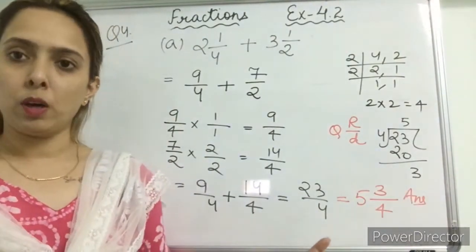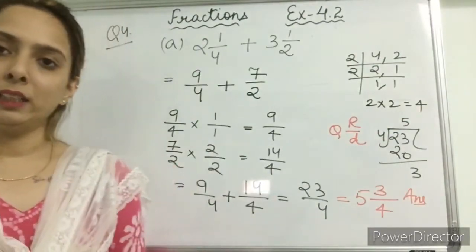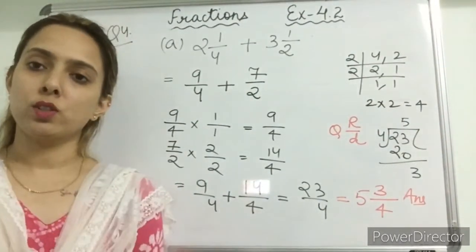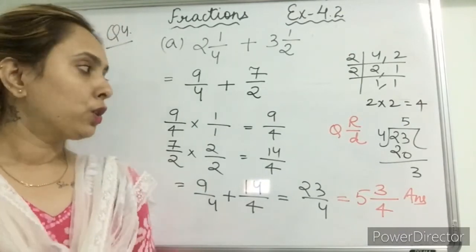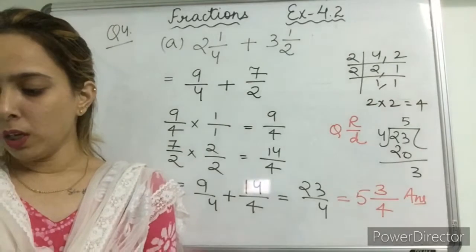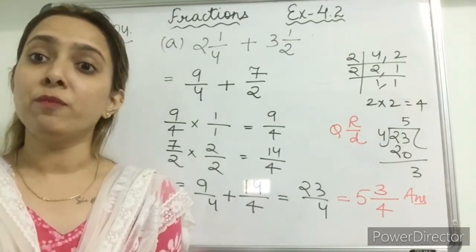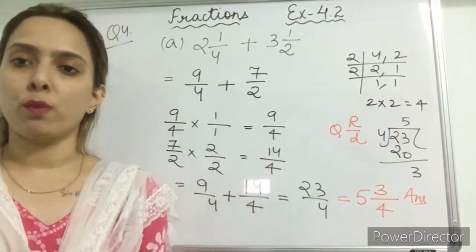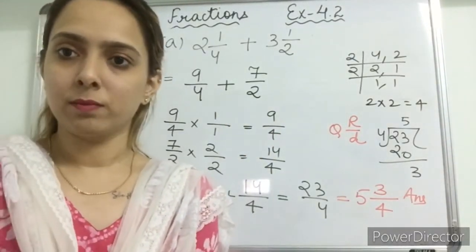So this was all about question number 4. All the questions are like this. The only difference is addition and subtraction. The procedure is the same. I hope all these questions are very clear to all of you. Now I would like to explain the last question, question number 5, because it has 3 improper fractions in it. So how are we going to do this question? Let's start.